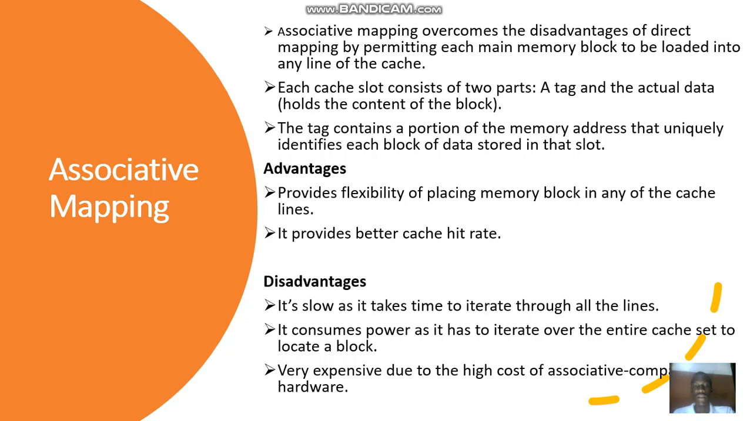And the advantages of associative mapping: it provides flexibility of placing a memory block in any of the cache lines. It also provides better cache hit rate. And also the disadvantages of associative mapping: it is slow as it takes time to iterate through all the lines. It consumes power as it has to iterate over the entire cache set to locate a block. And also it is very expensive due to the high cost of associative comparison hardware.